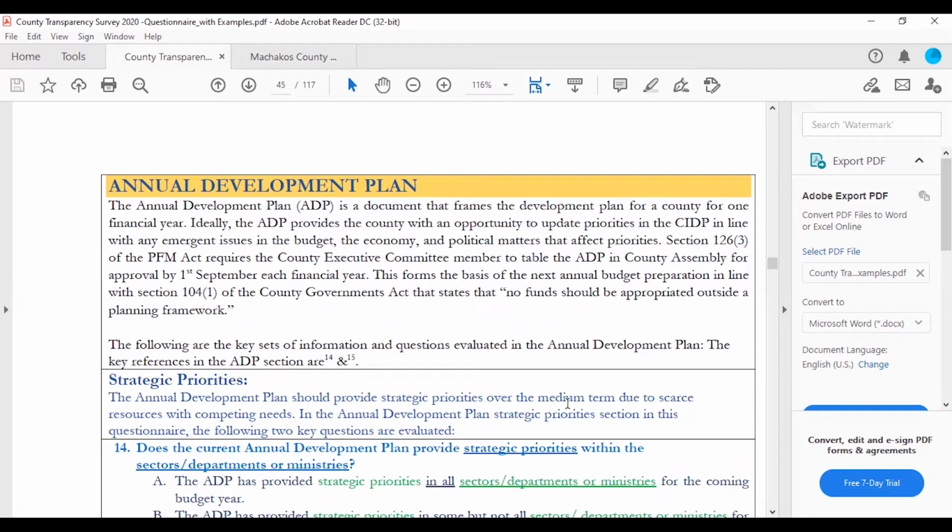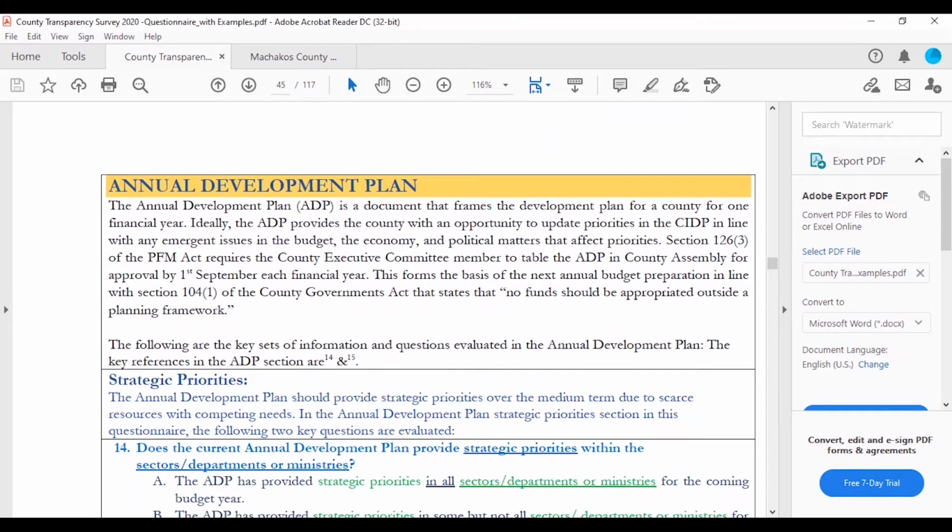So this forms the basis of the next annual budget preparation in line with section 104 of the County Government Act, which states that no funds should be appropriated outside a planning framework. That is why it is essential for you as a citizen to participate even in the development of the annual development plan, which is the formulation stage of the budget, because at that stage, whatever you want to see in the coming financial year, if it has not yet been implemented in previous financial years, they can consider it as long as it was outlined in the County Integrated Development Plan.